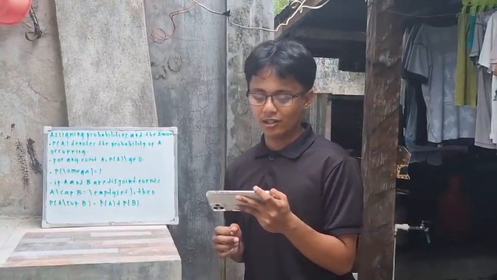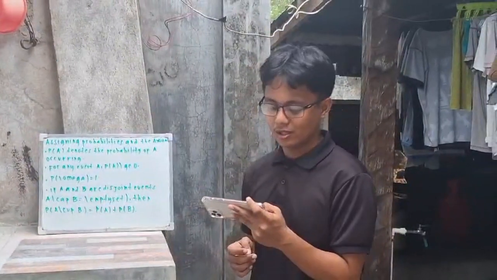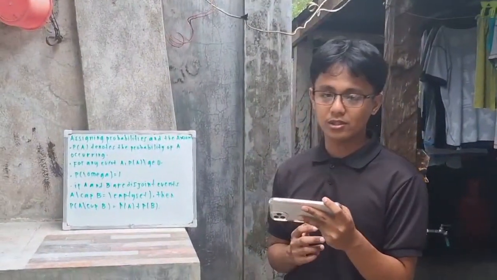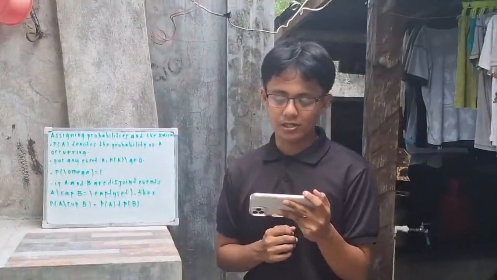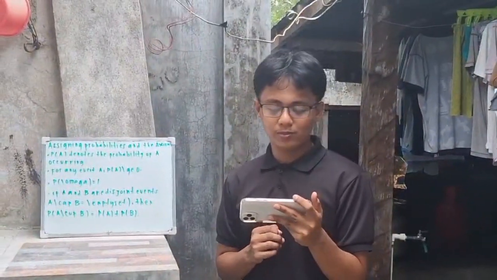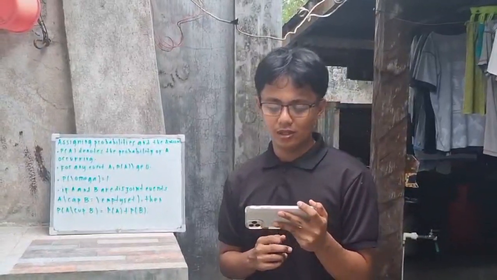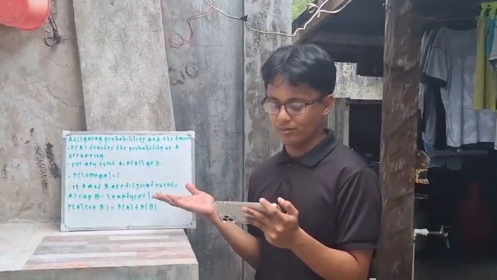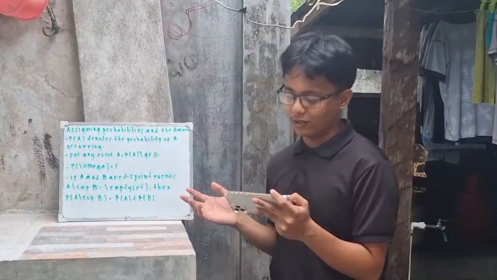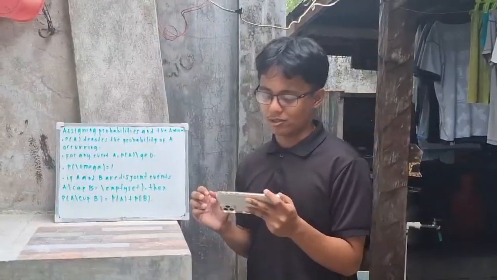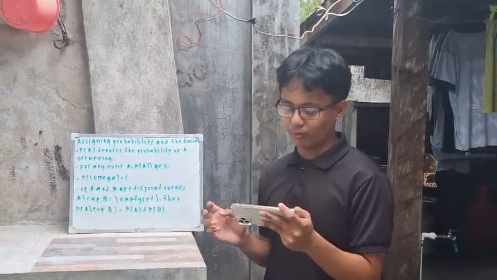So here are the assigning probabilities and the axioms. Once we've defined our sample space, the next critical step is to assign probabilities. For continuous spaces, we assign probabilities to subsets of the sample space, called events. These probability assignments must adhere to three fundamental rules, known as the axioms of probability.